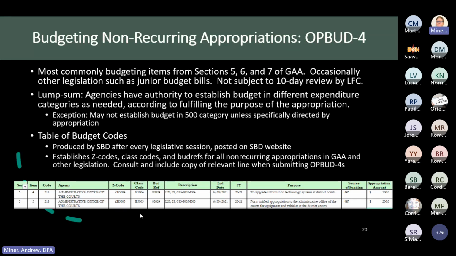Okay, let's go ahead and get started. So now let's move into the other types of budget management documents. So first, how do you budget a non-recurring appropriation?